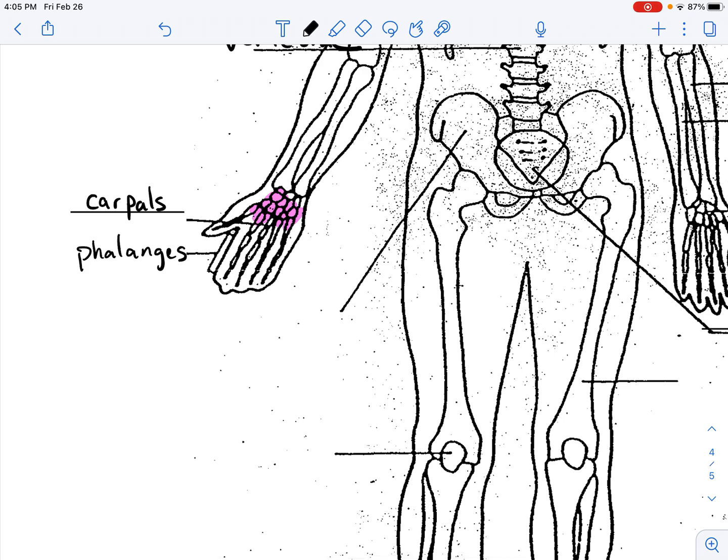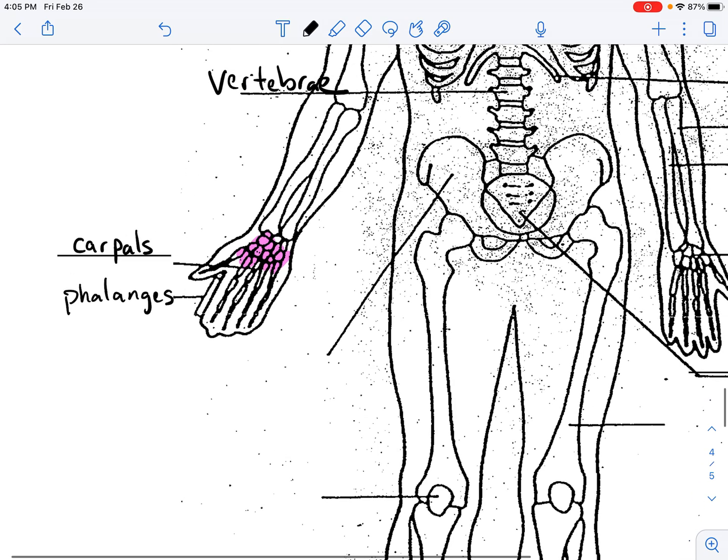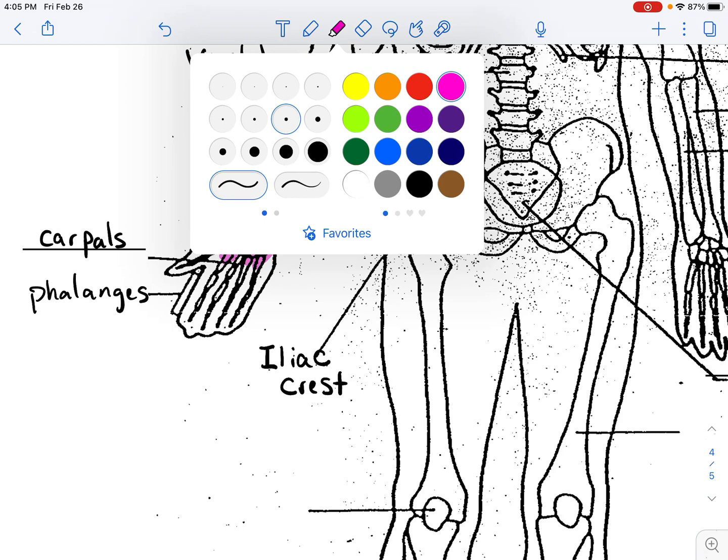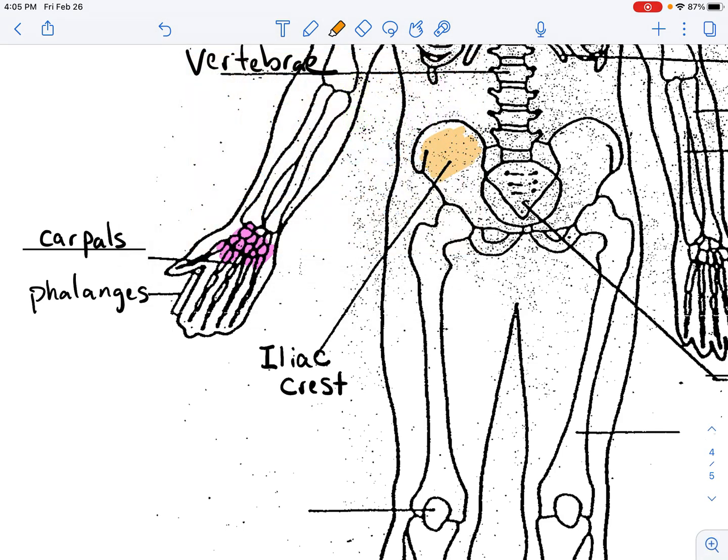Moving further down, we have your pelvis. And the bone that makes half of the pelvis is called the ilium, and that's an I. You can also say iliac crest, and that's acceptable too, and I'm going to highlight that. And I'm going to write ilium.